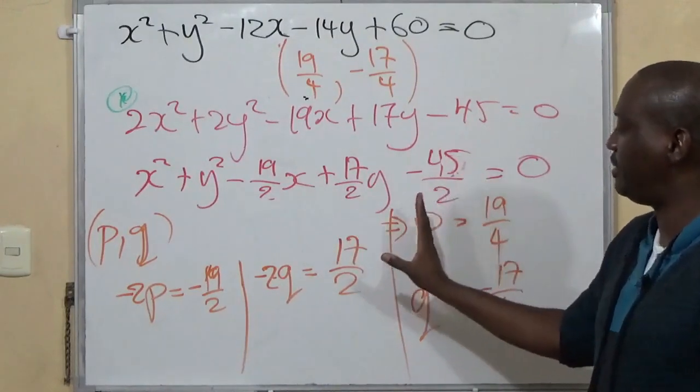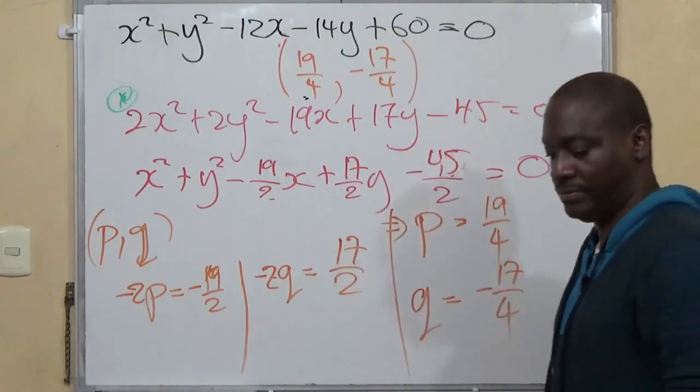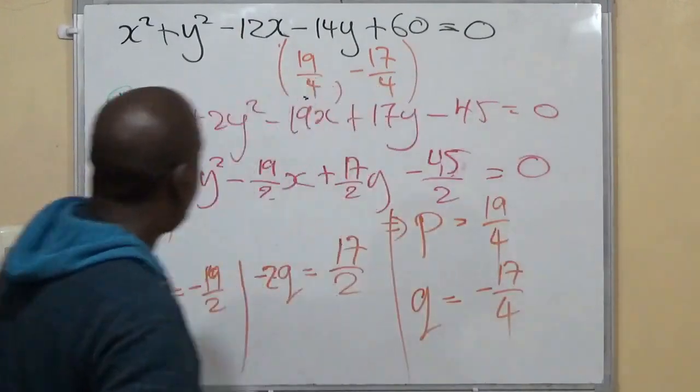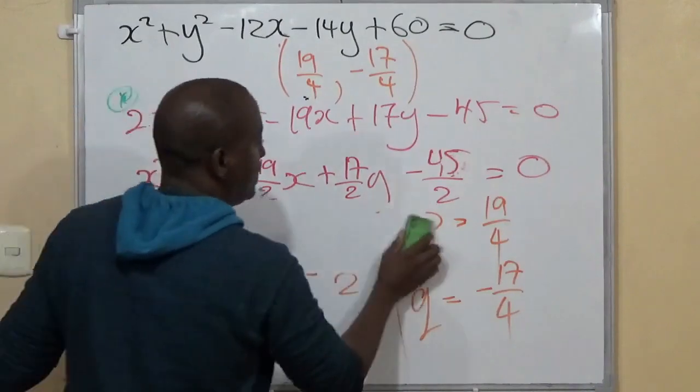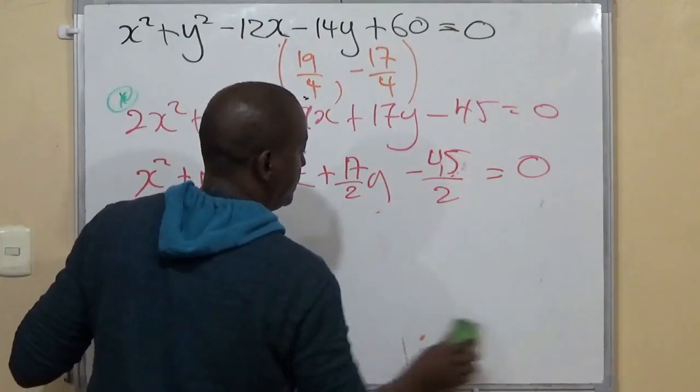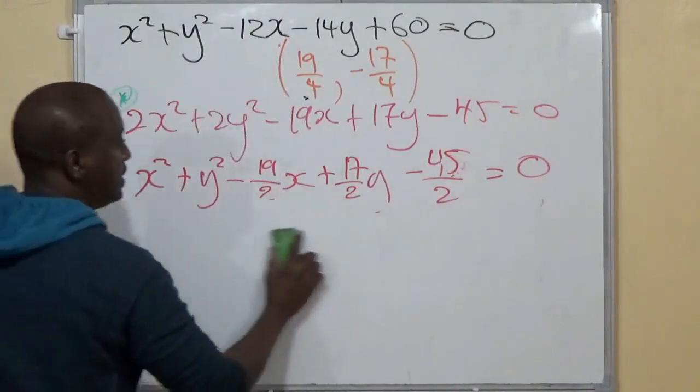So let me complete the thing by finding the radius now. We remember that with the general form, what it was.